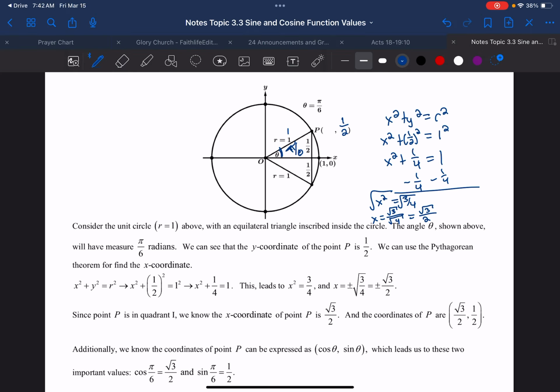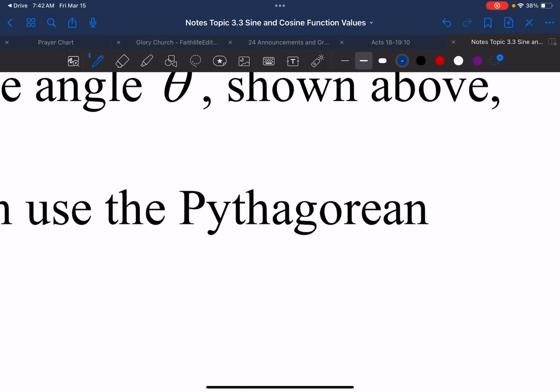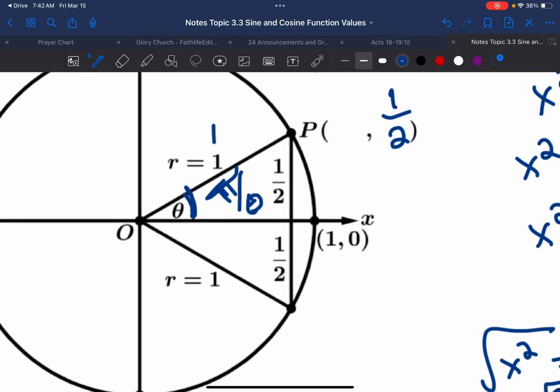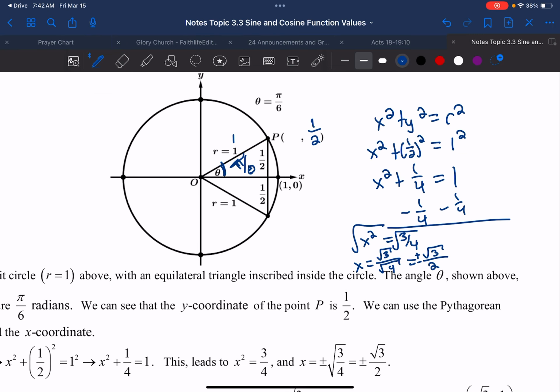And realistically, anytime I take a square root, what do I have to have? Plus or minus. Then I just see what quadrant I'm in to tell if it is plus or minus, because this is going to be my x-coordinate. Because I'm in quadrant 1, I can say confidently that this should be positive square root of 3 over 2. Okay, that's the long way.